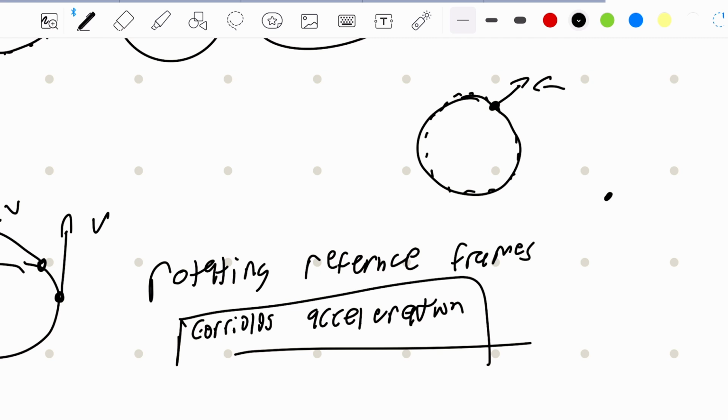So the derivation of the fictitious centrifugal force isn't really too necessary for this, but just know that there is no vector that points outside in the centripetal motion. Centripetal acceleration points to the center of the circle.